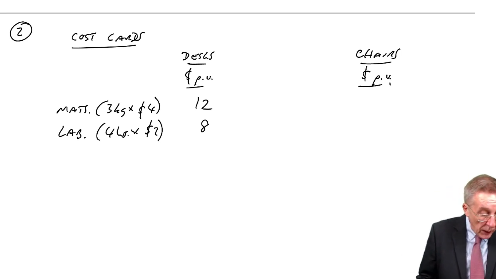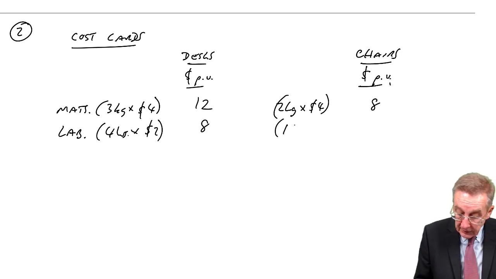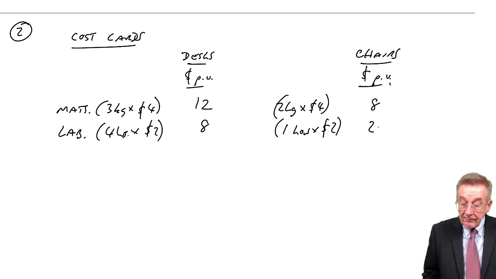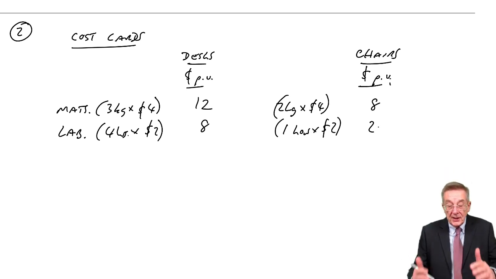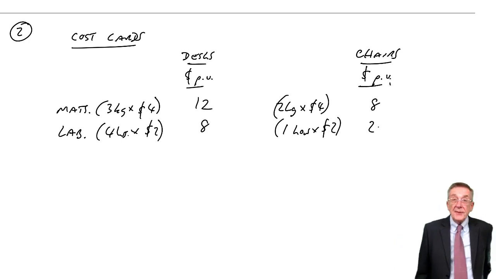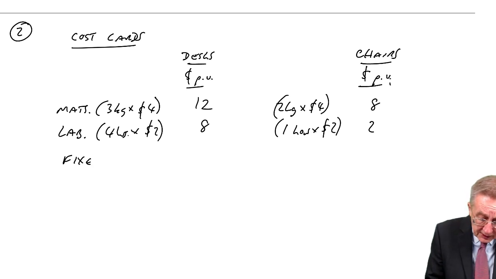And similarly for chairs. Materials, here it's 2 kilos of wood at $4 a kilo is 8. It's 1 hour of labour. We're paying $2 an hour, so 2. So that bit's fine. If you remember earlier, that's the direct cost, the materials plus the labour. The problem is when we come to these fixed costs, the fixed overheads. We need to add on fixed overheads in each case.